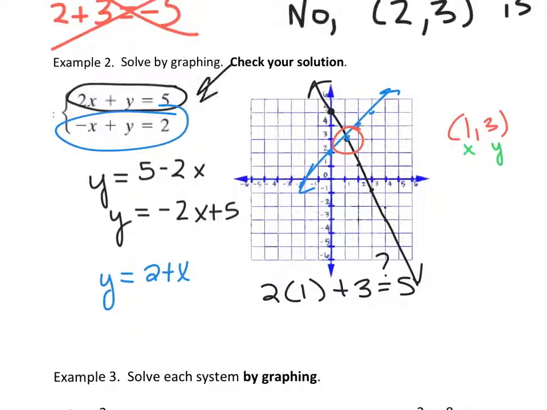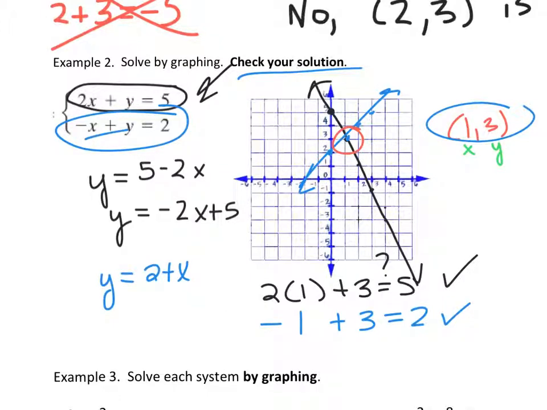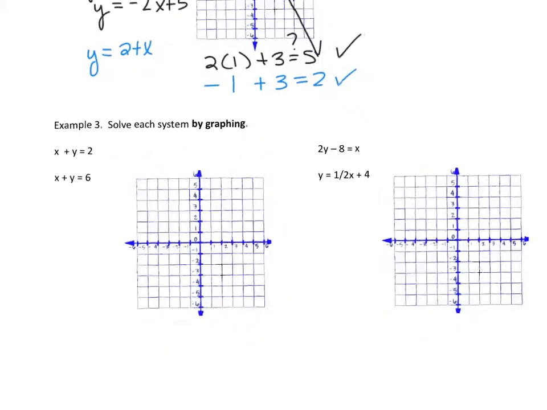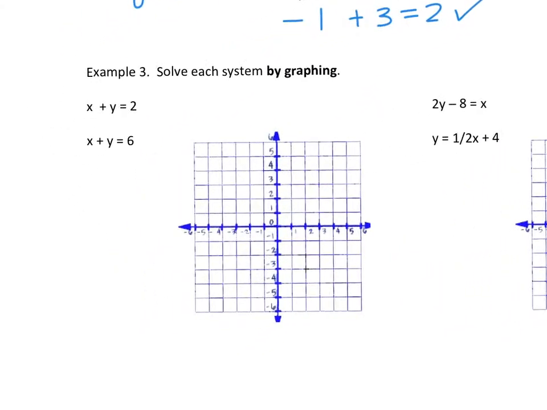I'm looking at this first equation. When I plug in (1, 3), yes, it works because 2 plus 3 is 5. Now I'm going to plug (1, 3) into the second equation. Negative 1 plus 3, does that equal 2? Yes, it checks. So I checked my solution and (1, 3) is the solution. So to solve by graphing, you want to see where they intersect.